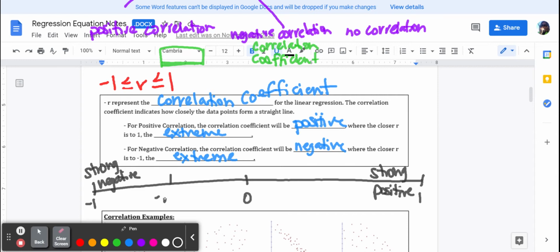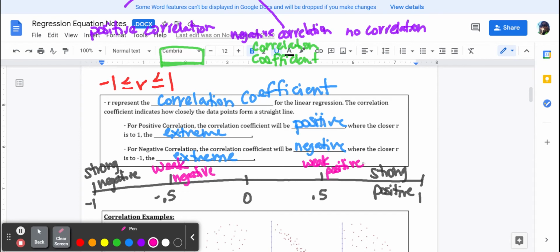Now, as you get closer to values like -0.5 and +0.5, this is where we start to call our correlation more weak. So if it's on the negative side, it'll be a weak negative. If it's on the positive side, it'll be a weak positive.